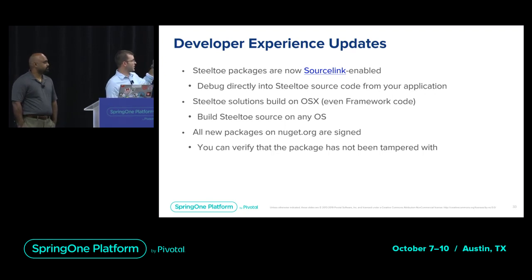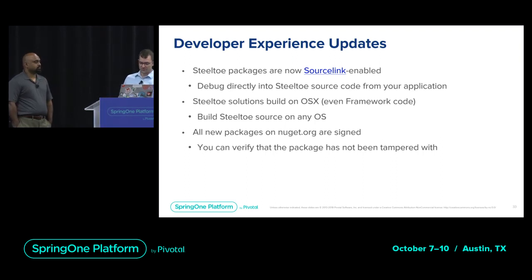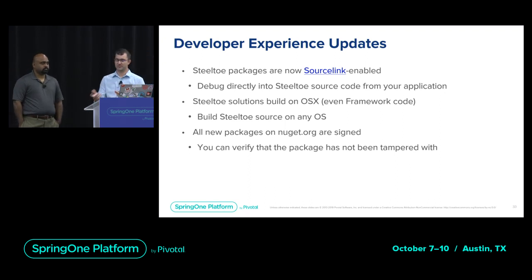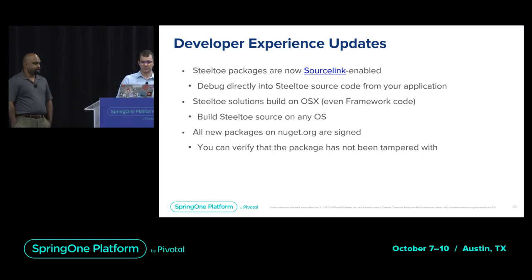The way this works is we publish our debug files out to the NuGet repo server, and when you have SourceLink set up inside your application, inside Visual Studio, you can just F10 debug, and you have the option to step directly into Steeltoe's code base from your application. So if you have something going wrong inside Steeltoe from your side, just step right into it, and you can get directly at whatever's going wrong.